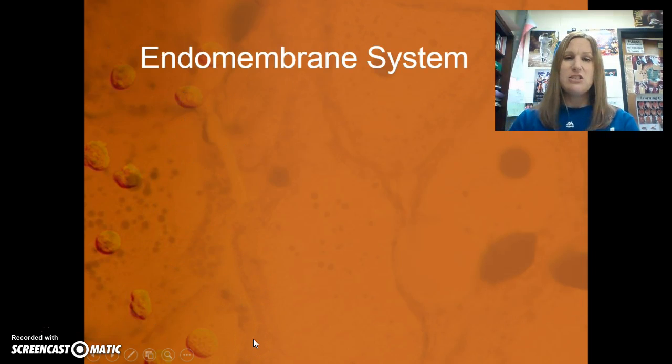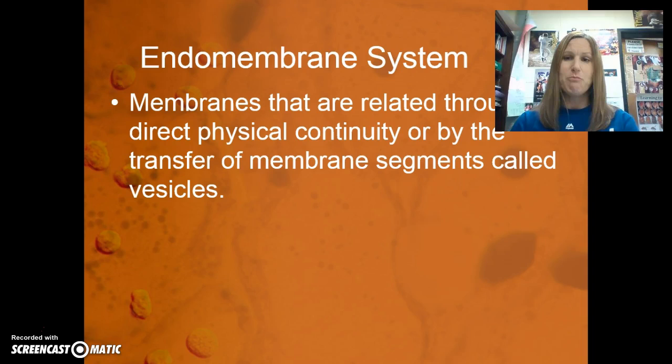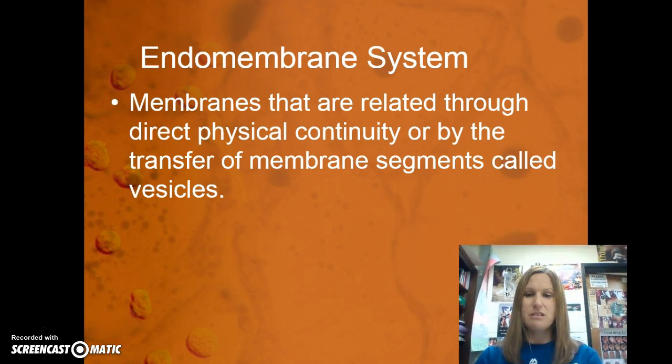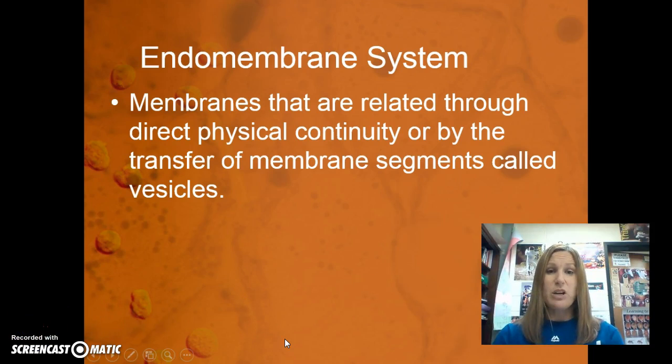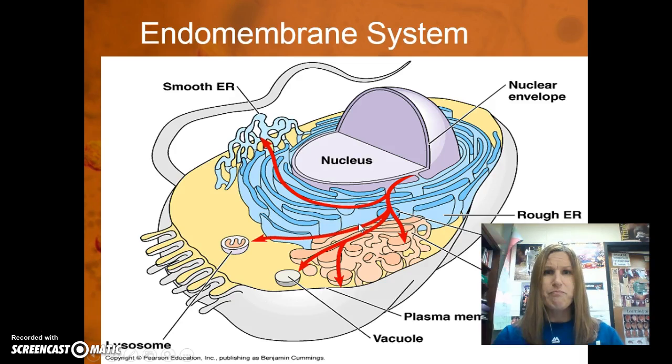So let's take a look at the endomembrane system. Now the endomembrane system is characterized as a group of membranes that are related through direct physical continuity or by the transfer of membrane segments called vesicles. So this next part I want you to write down, but I wanted to show you the diagram of this. What is part of this endomembrane system?